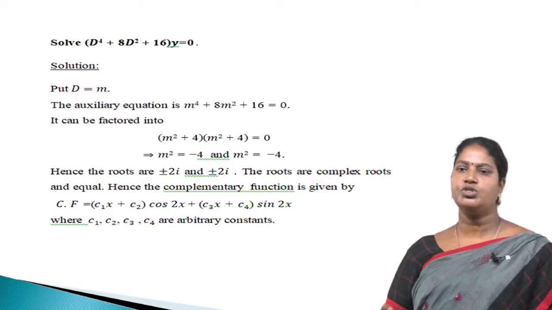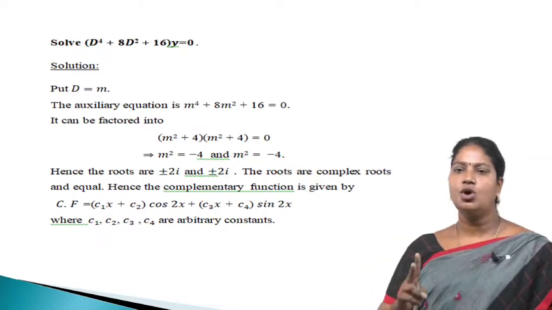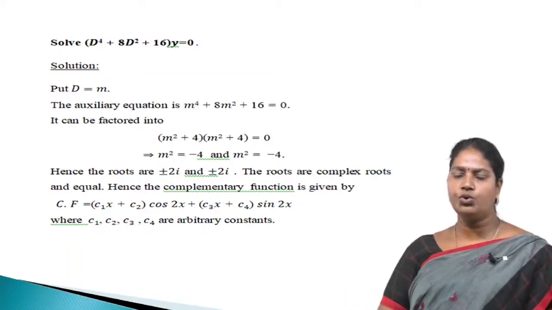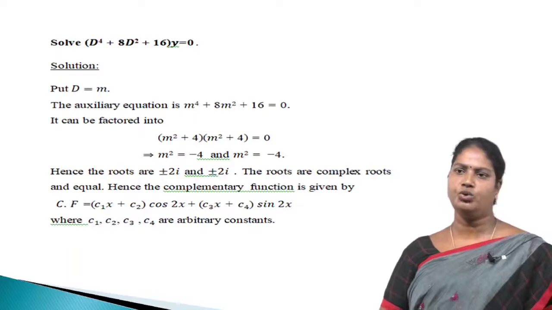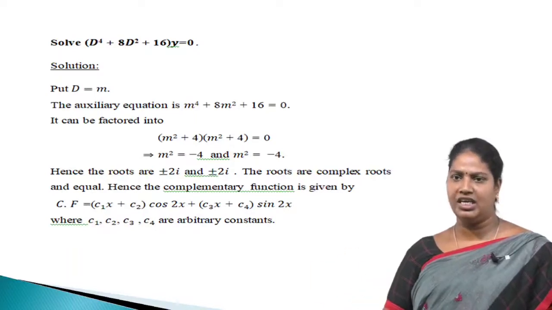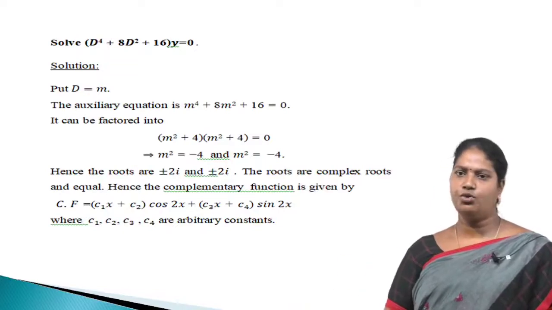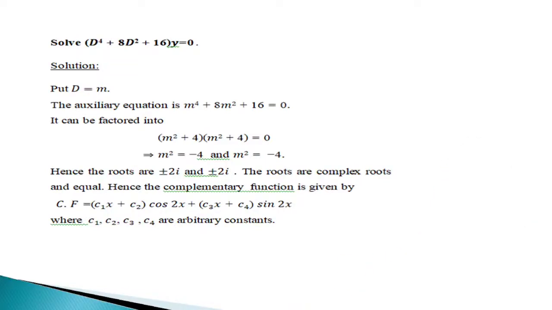So here complex roots always occur in conjugate pairs. So the complex conjugate pair is occurring 2 times. So the 4 roots are plus 2i repeating 2 times, minus 2i repeating 2 times. So the roots are complex roots and equal. Hence the complementary function is given by the formula CF is equal to (C1 plus C3 x) cos 2x plus (C2 plus C4 x) sin 2x. So this will be rewritten like this. C1, C2, C3, C4 are arbitrary constants.